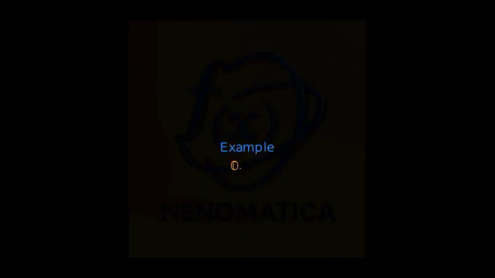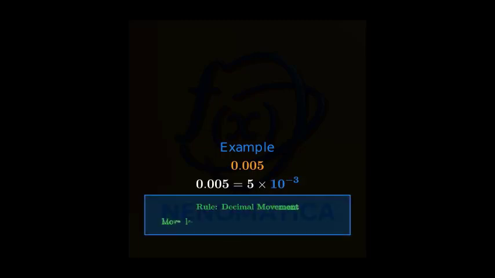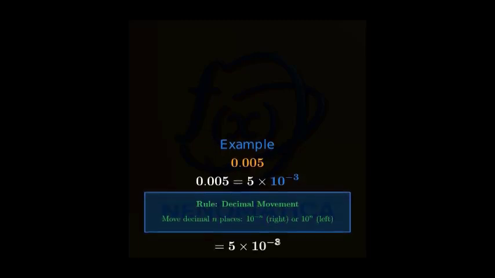Let's look at our first example. We have the decimal 0.005. To convert this to scientific notation, we need to move the decimal point until we have a number between 1 and 10. For 0.005, we need to move the decimal point 3 places to the right to get 5, which is between 1 and 10. Since we moved the decimal point to the right, the exponent will be negative. So 0.005 in scientific notation is 5 times 10 to the negative 3.